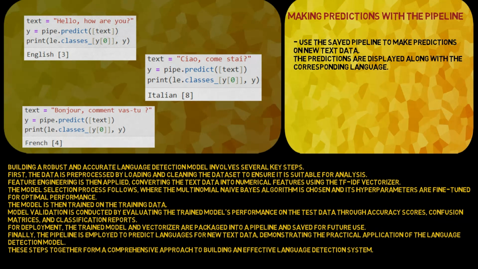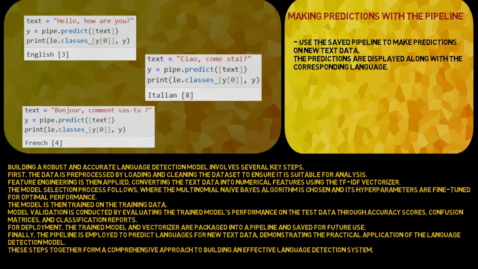Building a robust and accurate language detection model involves several key steps. First, the data is preprocessed by loading and cleaning the dataset to ensure it is suitable for analysis. Feature engineering is then applied, converting the text data into numerical features using the TF-IDF vectorizer. The model selection process follows, where the Multinomial Naive Bayes algorithm is chosen and its hyperparameters are fine-tuned for optimal performance. The model is then trained on the training data.